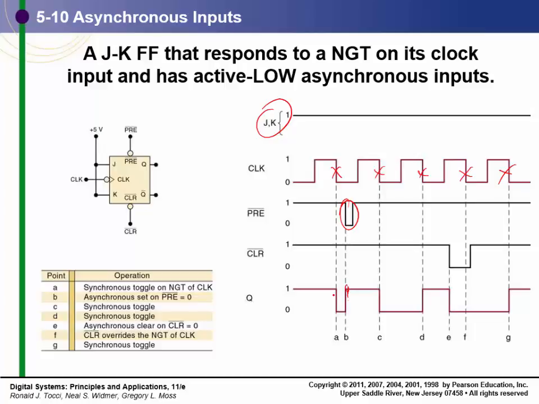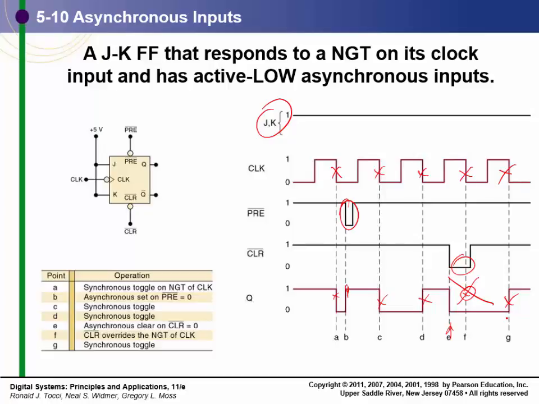Here, we're toggling at this clock edge, we're toggling at this clock edge, we're toggling at this clock edge, we're not toggling at this clock edge. The reason we're not toggling there is because our clear line is low. As soon as our clear line went low, we went low, even though it was not a clock edge. And then we toggle again at this clock edge.